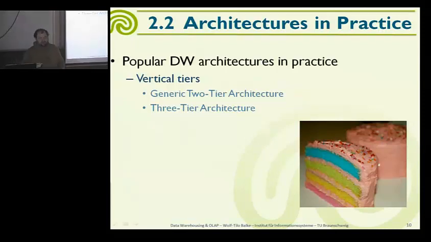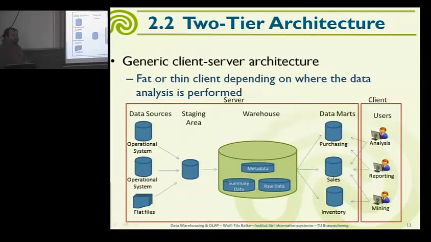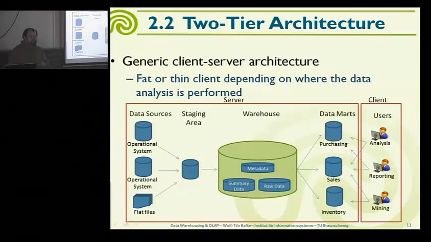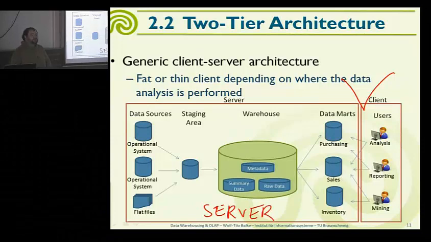So the first very popular architecture is vertical tiers, and there are two architectures for that: the generic two-tier architecture and the three-tier architecture. And it's like different layers of the data warehouse. So if you look at a two-tier architecture, you have the generic client-server architecture, where the server part deals with all the data preparation, with all the data storage, with all data transformation, right? And everything is done on the server side, right? And then you have the analysis that happens.